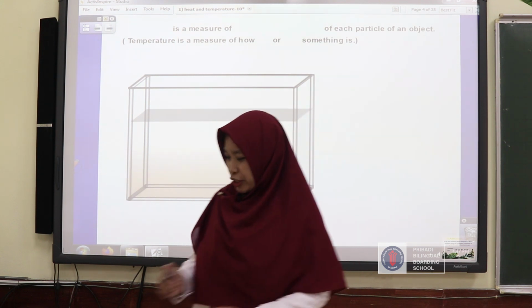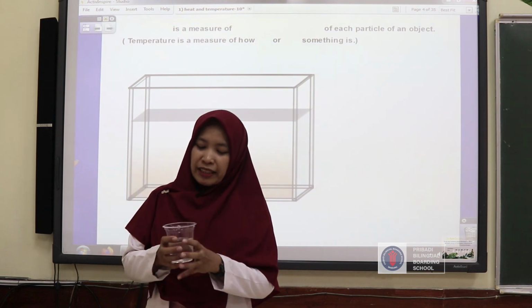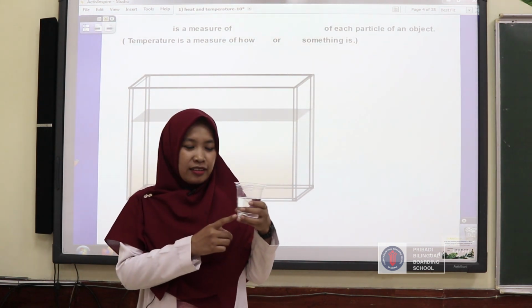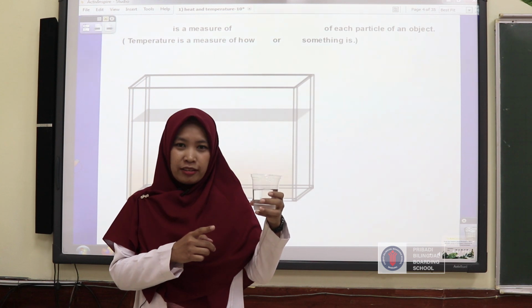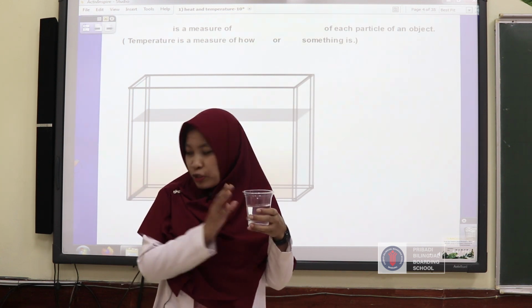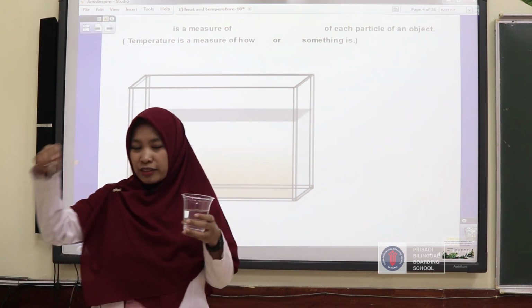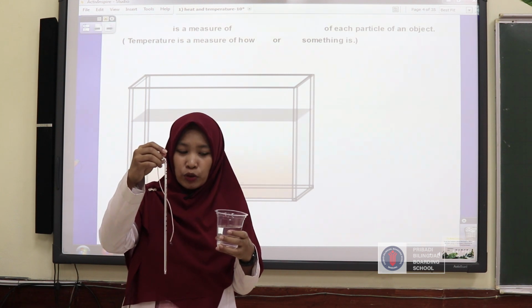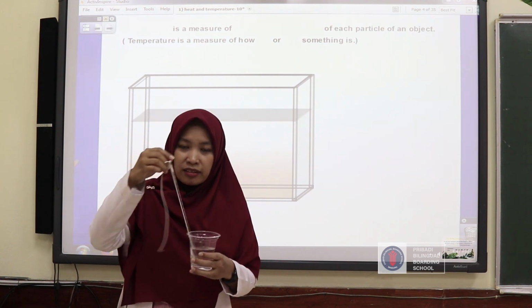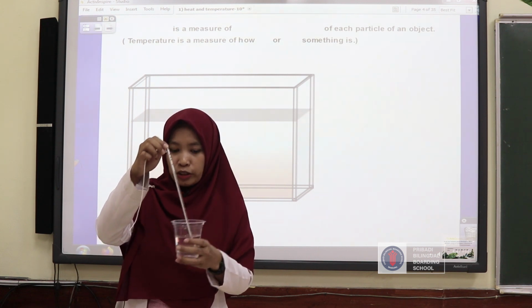First, let's check how we can state that the water is cold or hot. We need a measurement. We need an apparatus to measure the temperature. We can use this apparatus. This is a thermometer. You can measure and state the value of the temperature of this water.